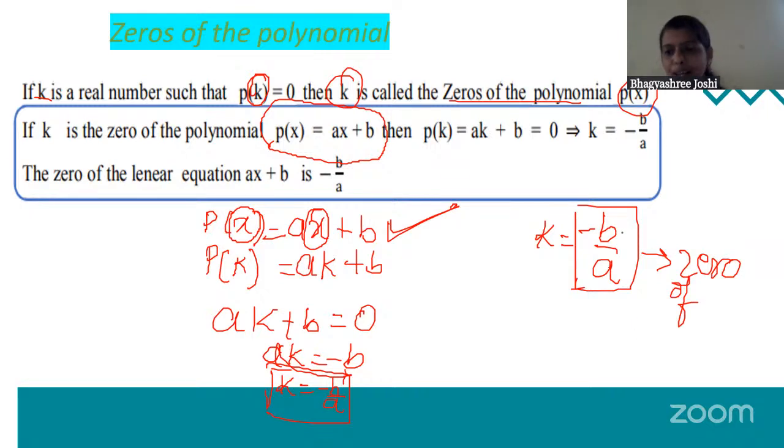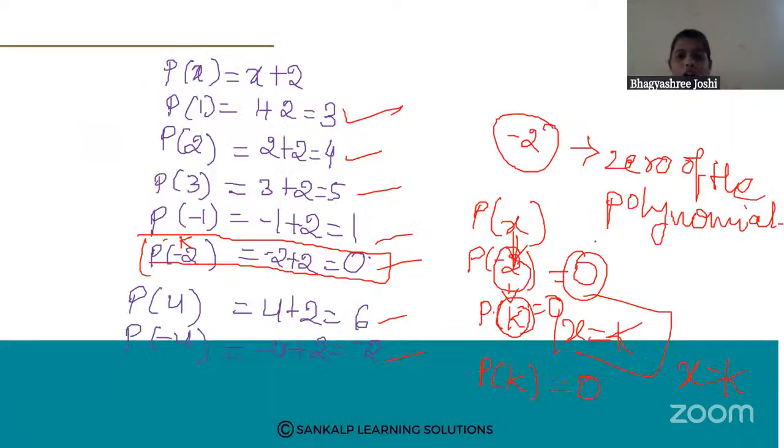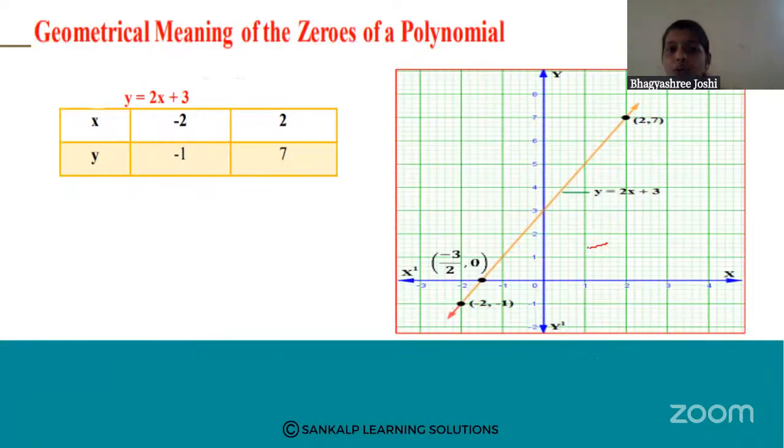Remember, so in multiple choice questions, they may ask, okay, what is the zero of the linear polynomial? That is minus b divided by a. Remember, minus b divided by a. Okay. Now, we'll discuss geometrical meaning of the zeros of the polynomial.